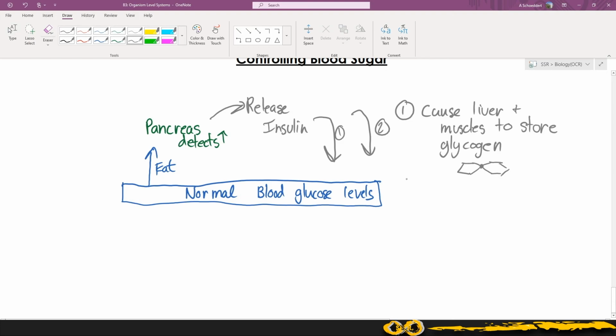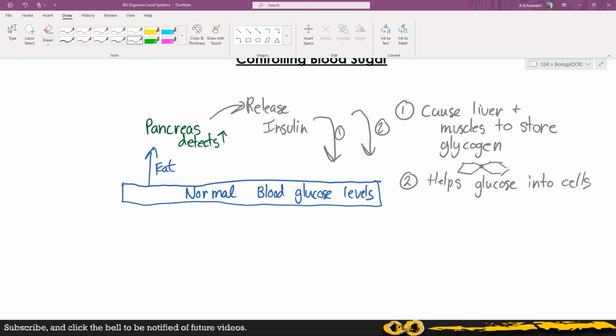And the second thing it does is it helps the glucose to get into the cells. There's also some effects in terms of fat cells and increasing their conversion of glucose into fat that all help to bring blood sugar levels back down to normal.